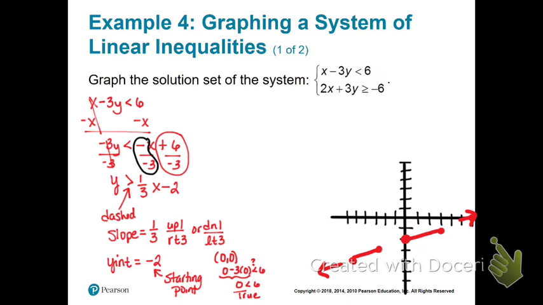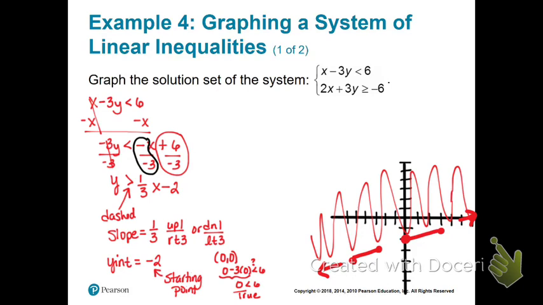So that's true. So am I going to shade the side with 0, 0? Yes. Now remember, we're going to have to graph a second one on here, so I wouldn't go dramatic with my shading. So there's the graph of that inequality.